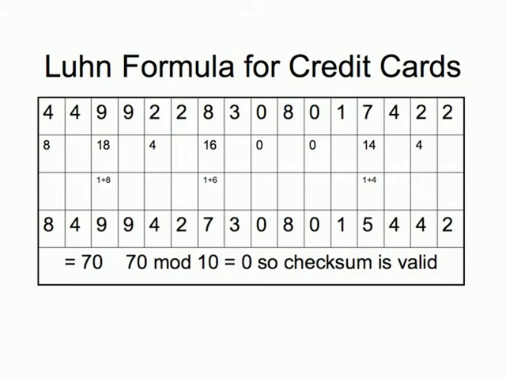Now we add up all the resulting digits. So when that 9 was multiplied by 2 and gave us 18, for example, that 18 becomes 1 plus 8, which gives us 9. The 8 times 2 giving us 16 gives us 1 plus 6 gives us 7. So we're adding up 84994273 plus 0801544 and 2. And this gives us a total of 70. And 70 mod 10 gives 0, which means the checksum is valid, because 70 is evenly divisible by 10.